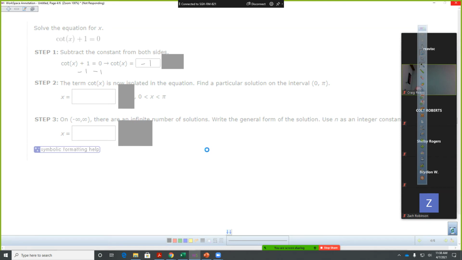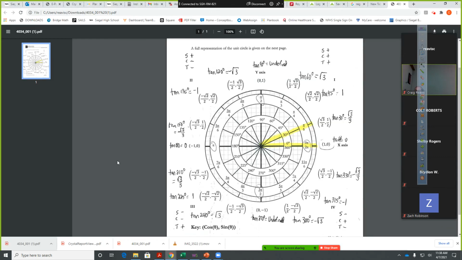I don't know what it's doing. Got too much stuff going on, I guess. My computer's locked up. So that'll be at 3 pi over 4. Is that what we said? And where else is tangent -1? It's down here at 7 pi over 4. So 3 pi over 4 and 7 pi over 4.